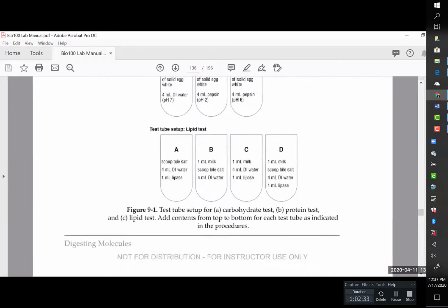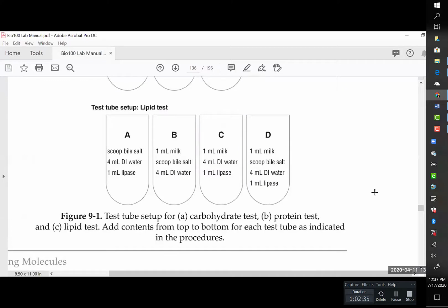That's where we had the milk, the bile salt, which would emulsify the triglyceride, and the deionized water. Again, in all of these, the DI water is essentially just a filler to increase the volume. And then we had our lipase. So the bile salts emulsified the triglyceride, and then the lipase separated the glycerol from the fatty acid, and that's why that test tube was able to turn clear after the 45 minutes in the water bath.